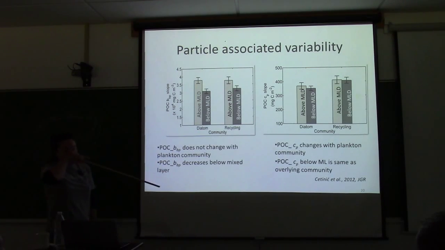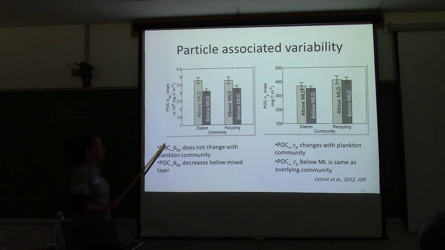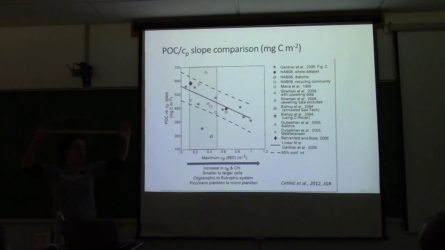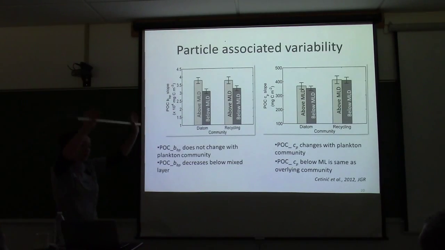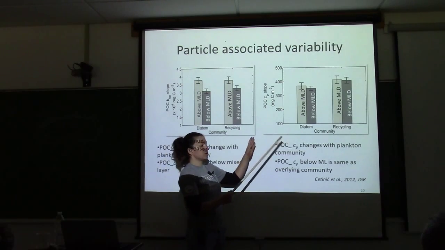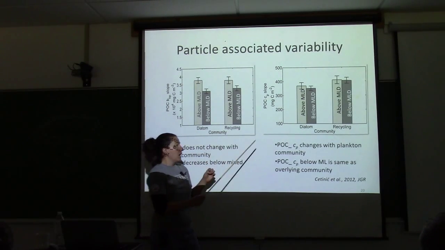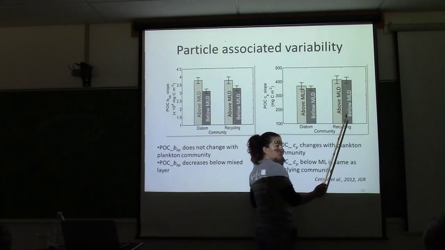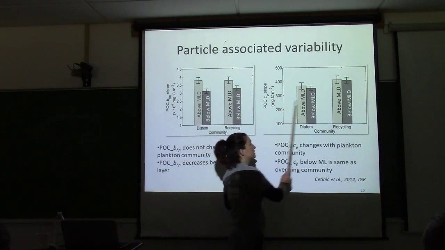So I divided my data set into different groups, and what I saw is that the relationship between particulate organic carbon and backscattering does not change as I switch from the diatom to the flagellate community, the recycling community. But as I go from the surface water that is dominated by phytoplankton to deeper water that is dominated by non-phytoplankton, so detritus and some mineral particles, the relationship changes statistically, dramatically. The story is completely different for particulate organic carbon and attenuation. As I go from a diatom-dominated community, regardless of where in the water column, to a recycling community, so the teeny tiny guys dominated community, I see the change.